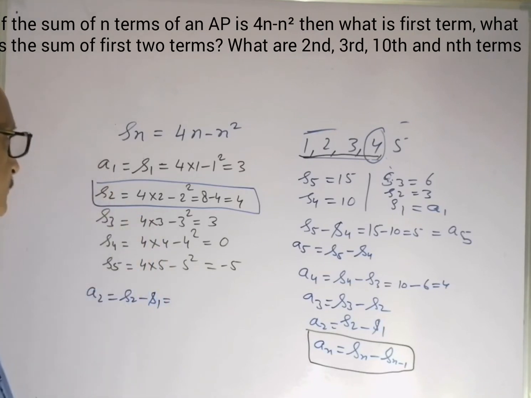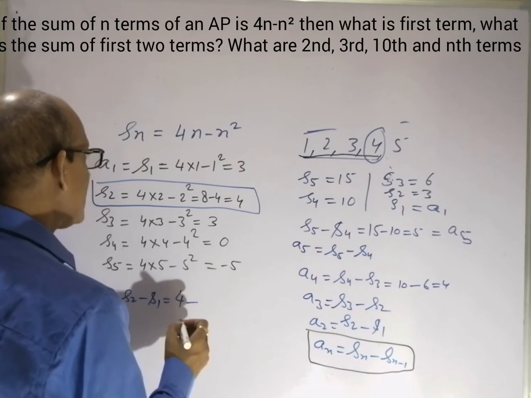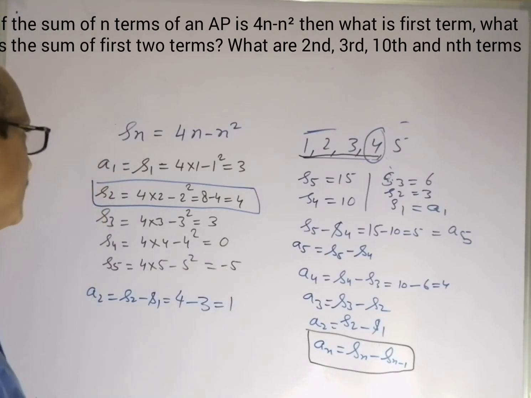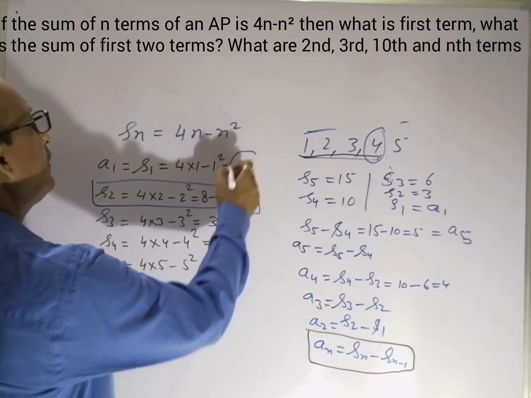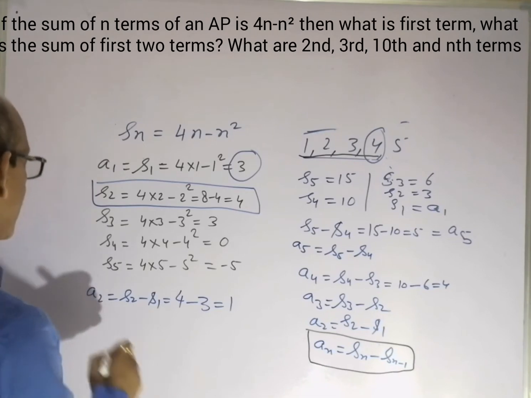What is S2? S2 is 4 minus S1. S1 is 3. So what is it? 1. A2 is 1. Take care. What was A1? That is 3. Now A2 is 1. Now get A3.